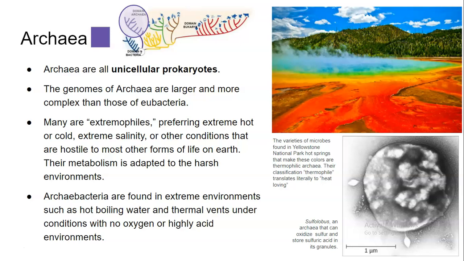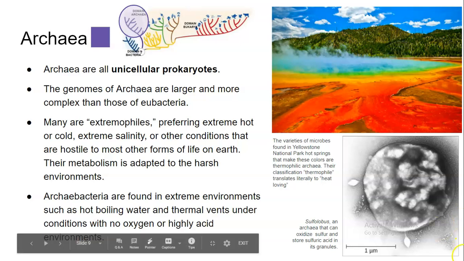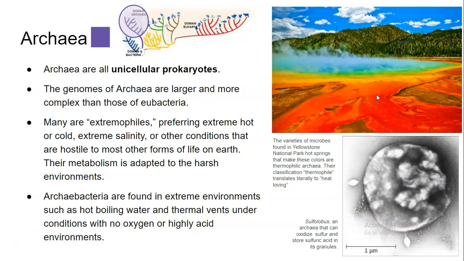Their metabolism is adapted to these harsh environments. So if you've ever been to Yellowstone, you've seen these colored hot springs, and the colors are made by these thermophilic archaea. Thermophilic meaning lover of heat. And so they're extremely hot springs, but these bacteria are able to live within there and function. Here's Sulfolobus, an archaea that can oxidize sulfur and store sulfuric acid in its granules.